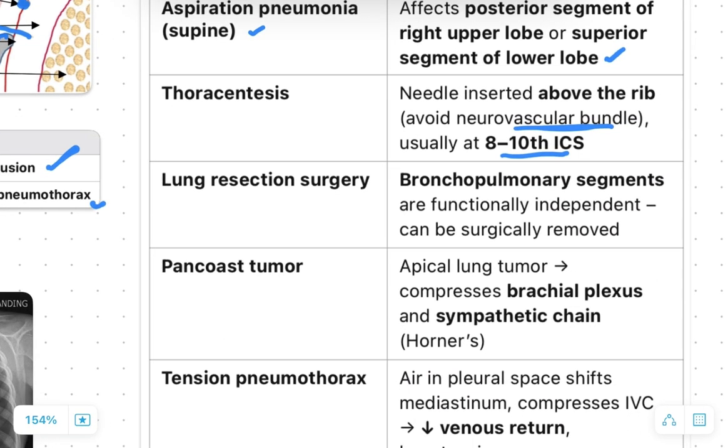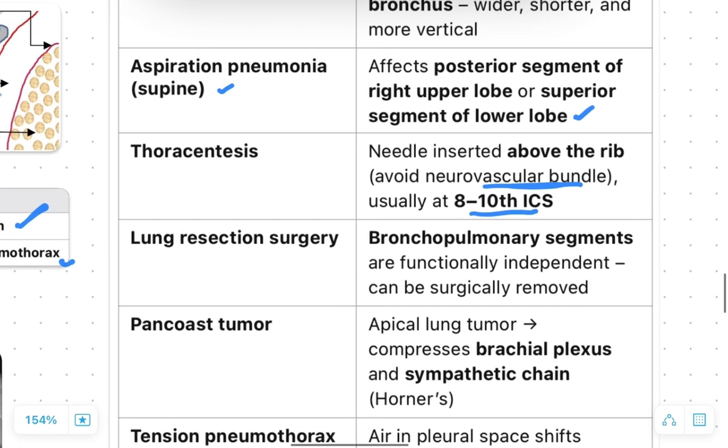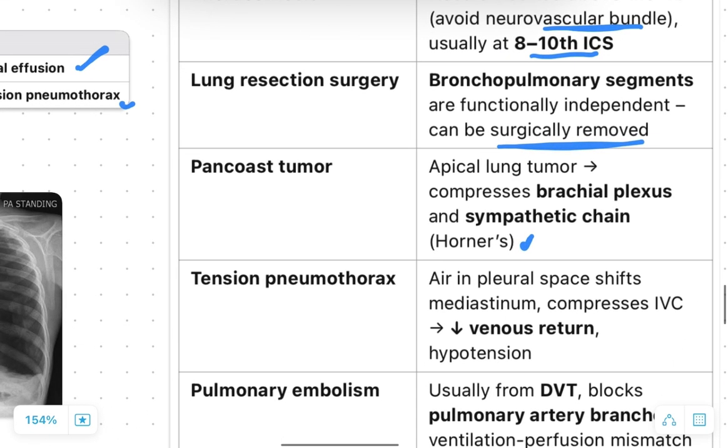Next, bronchopulmonary segments, as we know, their function is independent, and they each have their own independent blood supply, so they can be surgically removed without disturbing other lobes. Pancoast tumor: since it is an apical lung tumor, it will compress the brachial plexus and also the sympathetic chain, so Horner syndrome occurs.